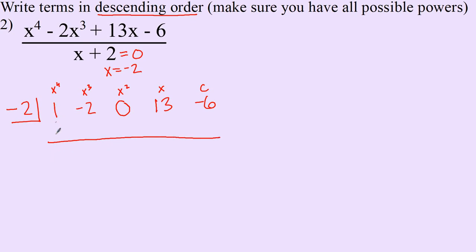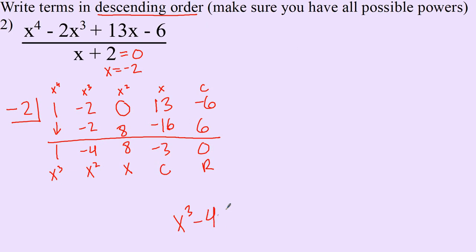Okay. So always bring down the first one. Multiply. Add. Multiply. Add. Multiply, add. Multiply, add. So hopefully you got this with synthetic division. So the 0 here represents your remainder. The negative 3 is your constant. 8 is your x. Negative 4 is x squared. And your 1 is x cubed. So your answer is x cubed minus 4x squared plus 8x minus 3.